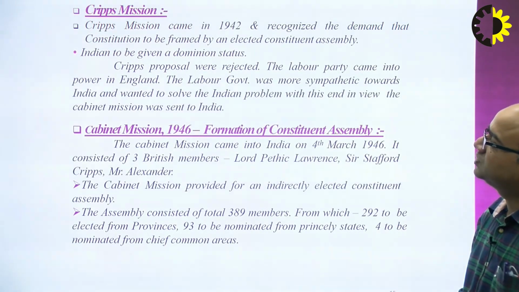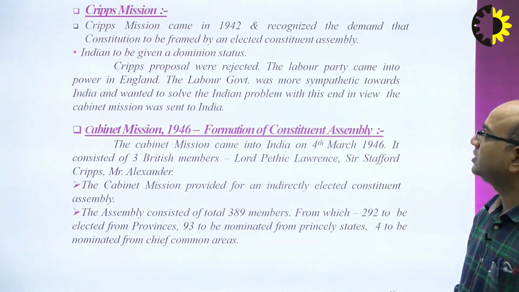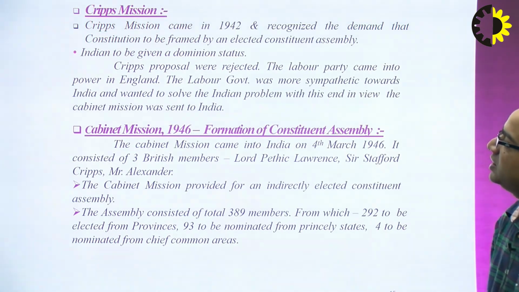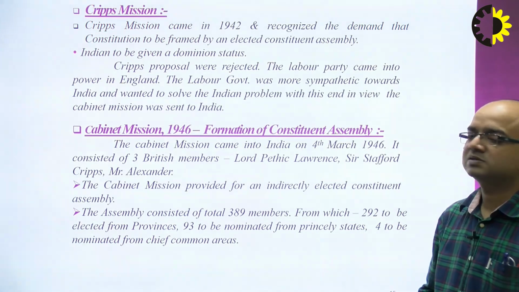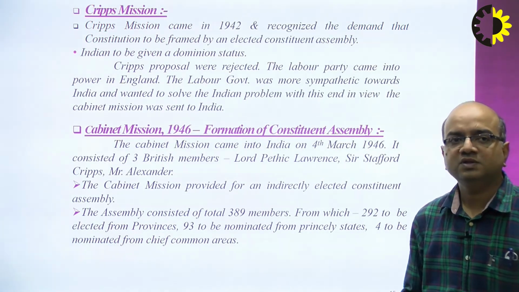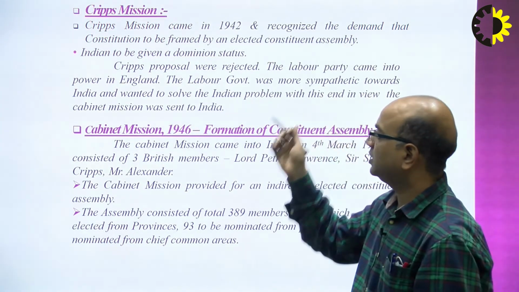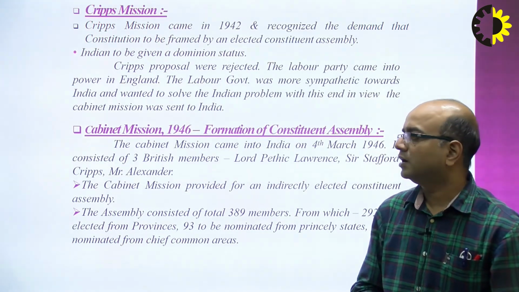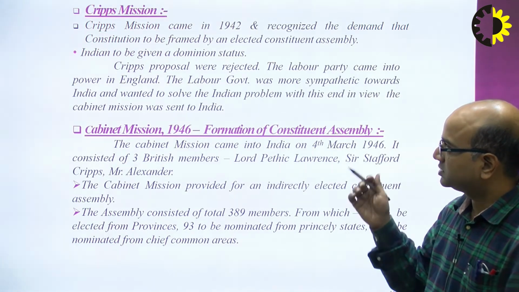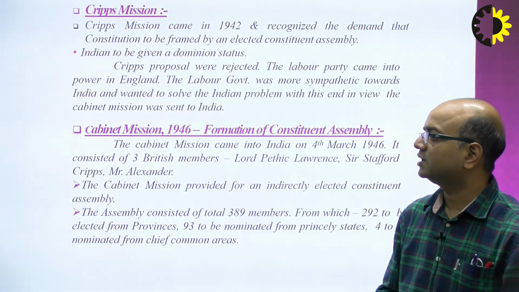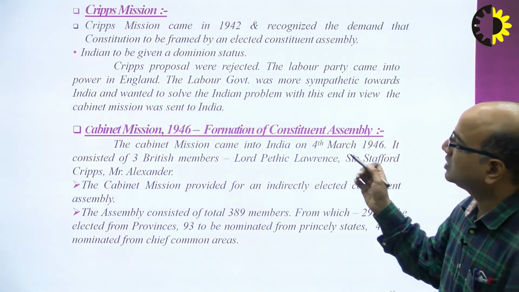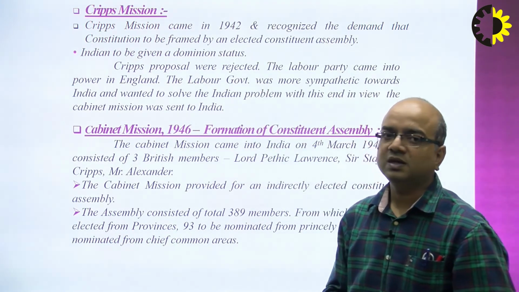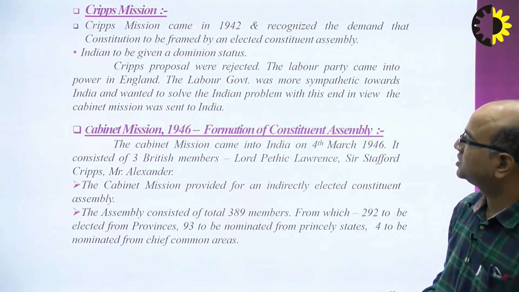Then Cripps Mission. So Cripps Mission came in 1942 and recognized the demand that the constitution be framed by an elected constituent assembly and India be given a dominion status. Actually, this proposal was rejected, though Churchill wanted the Indians to support Britain in the Second World War, and the Cripps Mission was sent with this objective. But here what we saw was that India asked for complete or full independence rather than a dominion status, due to which this Cripps Mission was rejected.